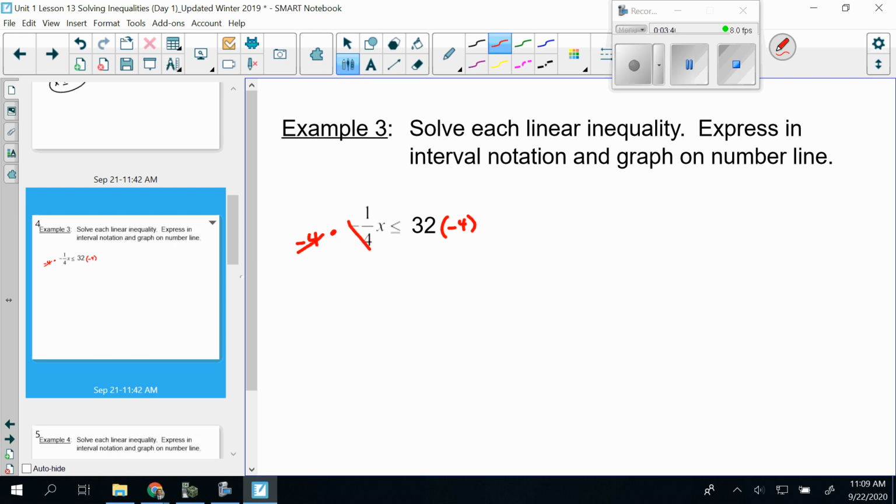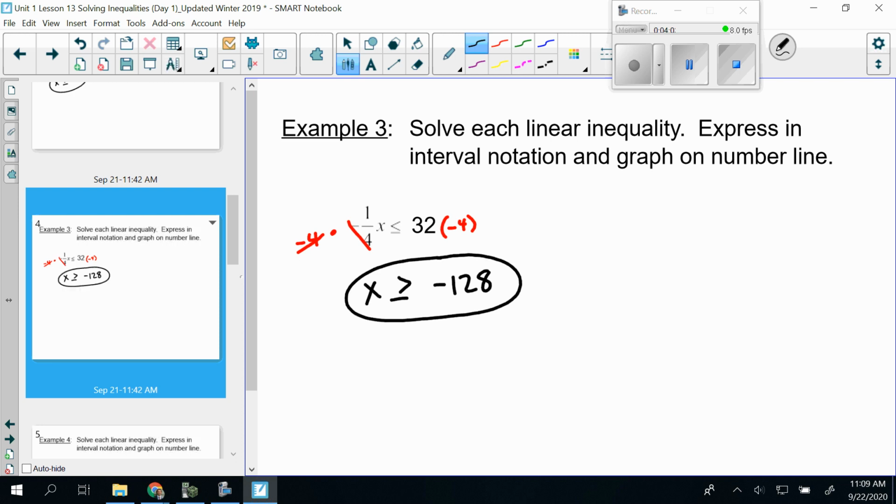So here, on the left now, we just have x. On the right side, multiply that out. So if you got 32 times negative 4, that's going to be negative 128. And then we multiplied by a negative in this case, so then we do need to switch the inequality sign again. So there's our inequality. In interval notation, this one's similar to our last one. Negative 128 is the smallest thing to infinity, including that negative 128, so bracket there.